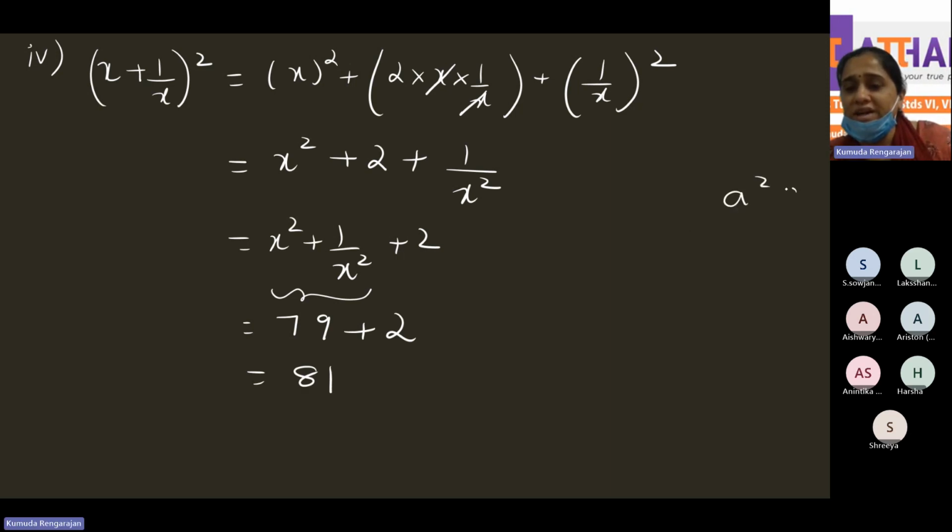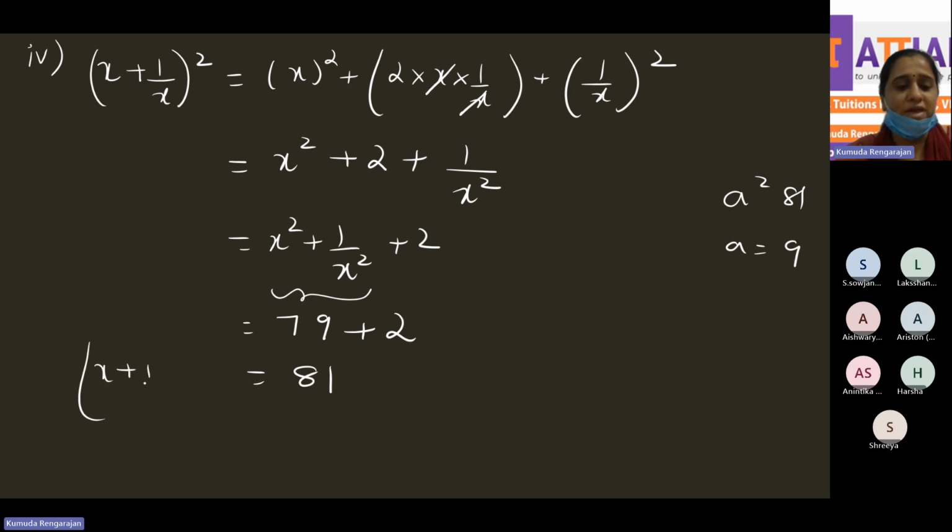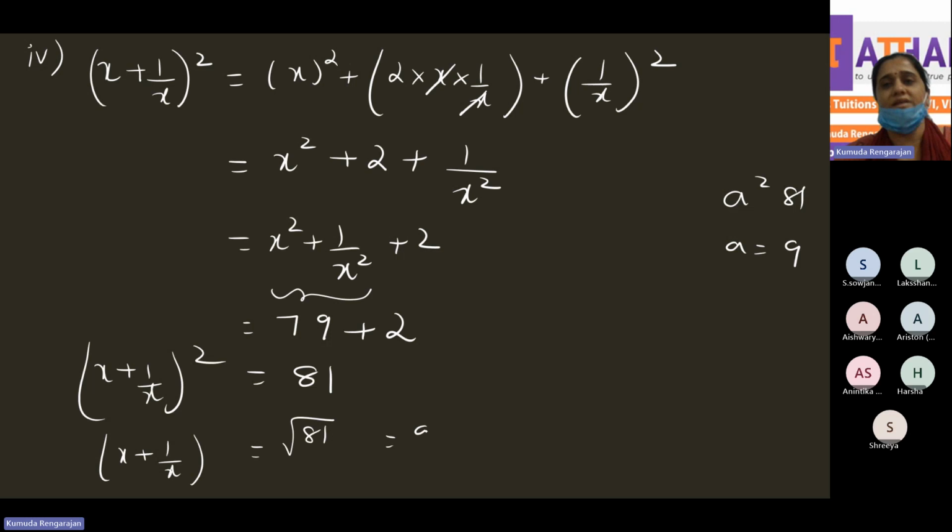So if a square is 81, what is a? 9. Now here x plus 1 by x, the whole square is 81. So x plus 1 by x is equal to the square root of 81, which is 9. So instead of finding x plus 1 by x, we are finding x plus 1 by x the whole square, which is 81. And how do you find it? Expand it using the formula a square plus 2ab plus b square. Why? Because it is a plus b the whole square. Right?